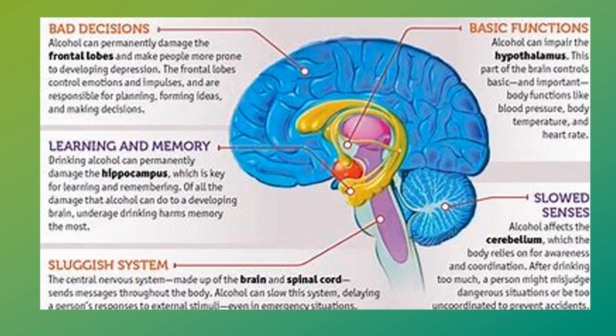So this diagram is similar to the diagram in your workbook, which you don't have. But what I'm going to do is we're just going to go over the parts of the brain and look at how underage drinking can affect the different areas of your brain.